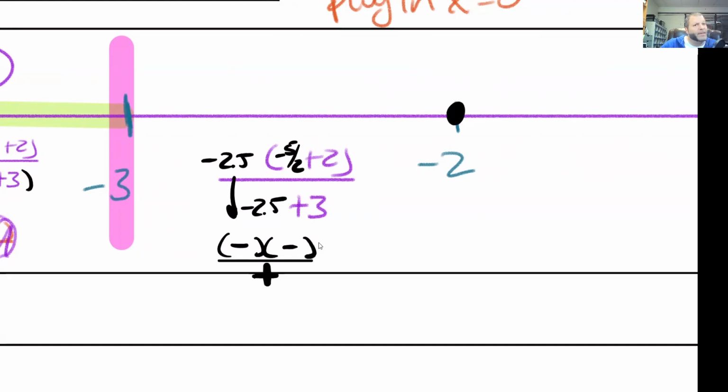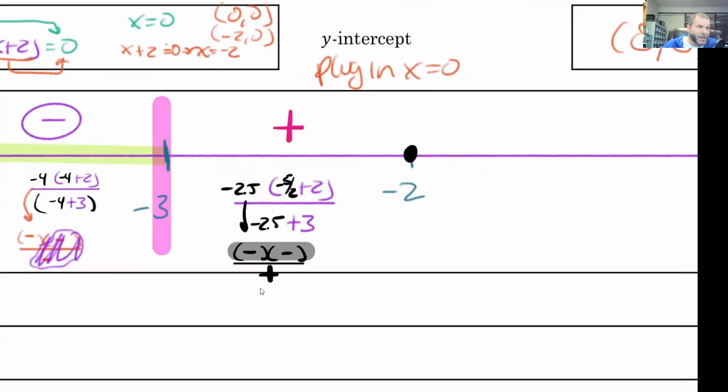Notice that I have two negatives. I have an even number of negatives, which is going to be a positive number always. So in this interval, our function is positive. You could also think of this as a negative times a negative is going to be a positive, right? So a positive divided by a positive gives us a positive.